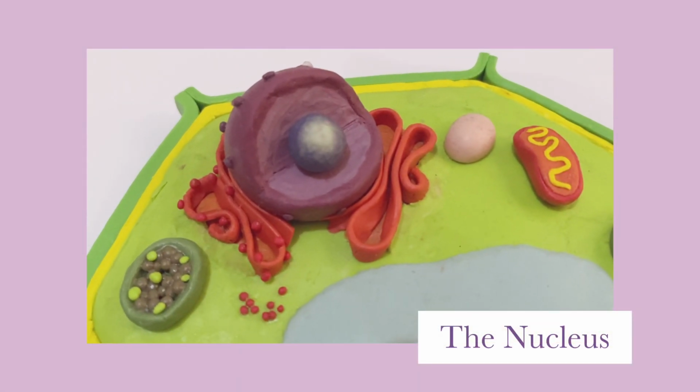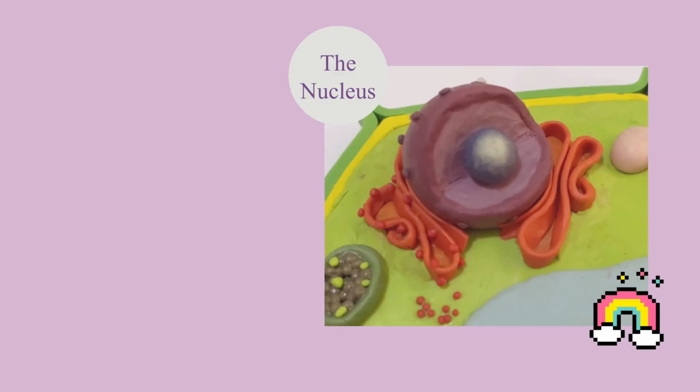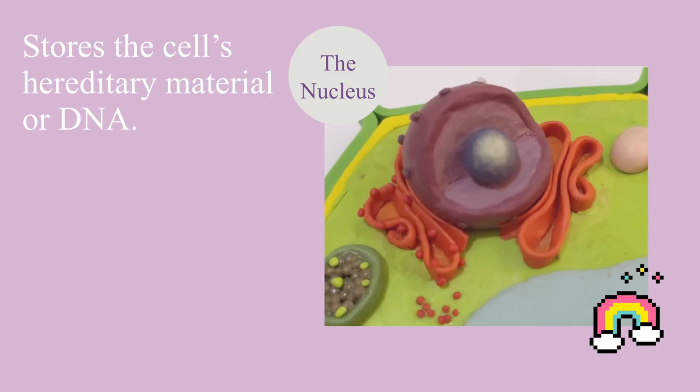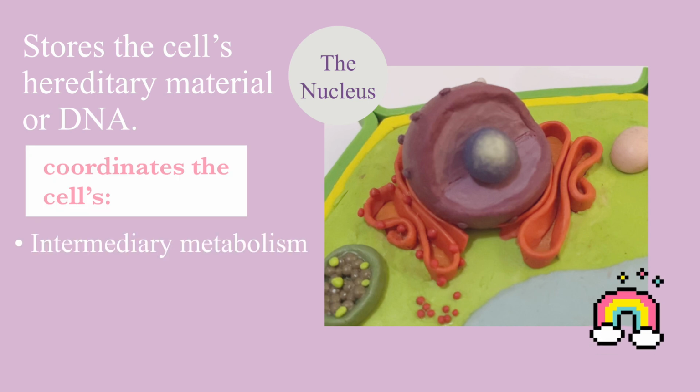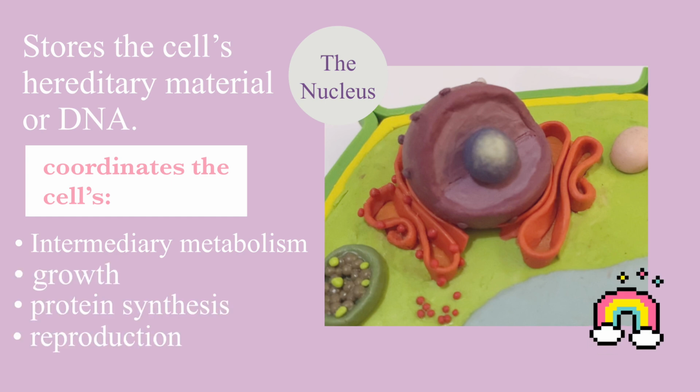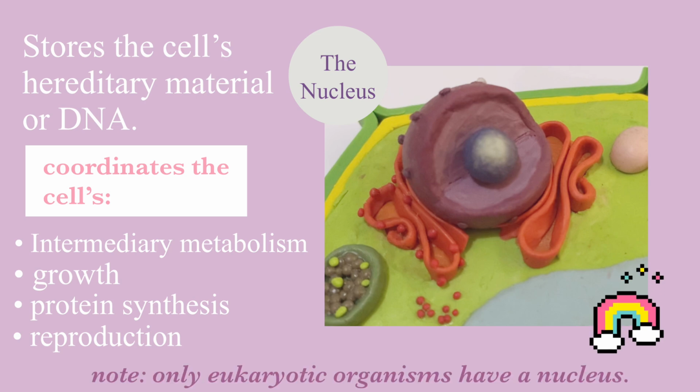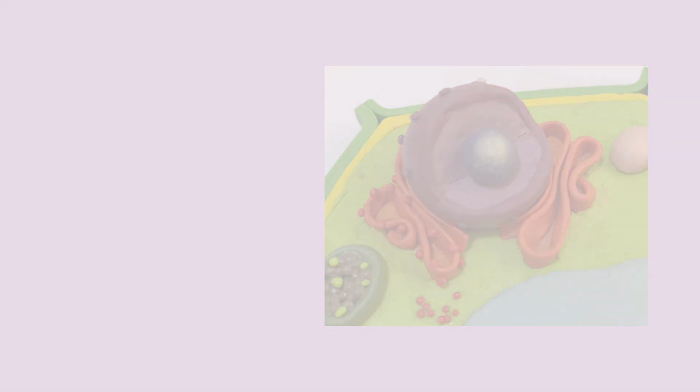Let's start with the nucleus. The nucleus stores the cell's hereditary material, or DNA, and it coordinates the cell's activities, which include intermediary metabolism, growth, protein synthesis, and reproduction. Take note that only eukaryotic organisms have a nucleus.